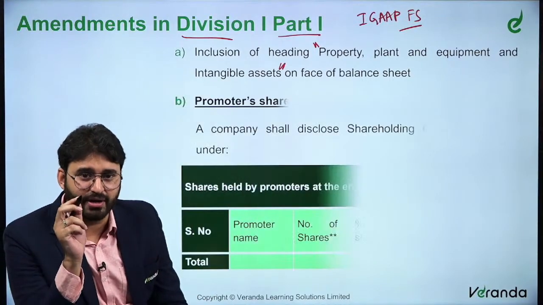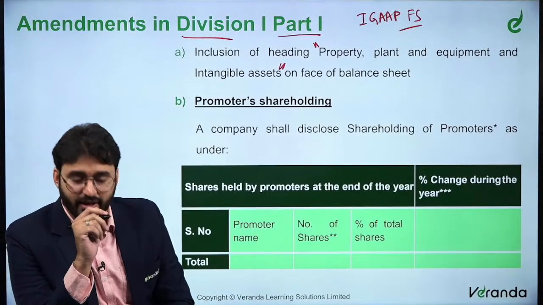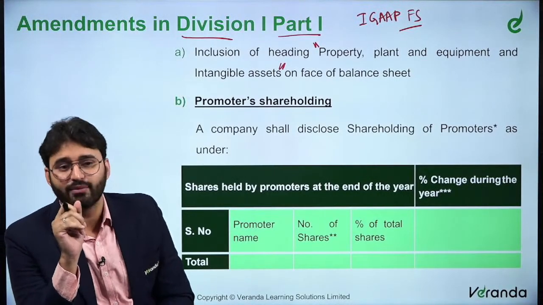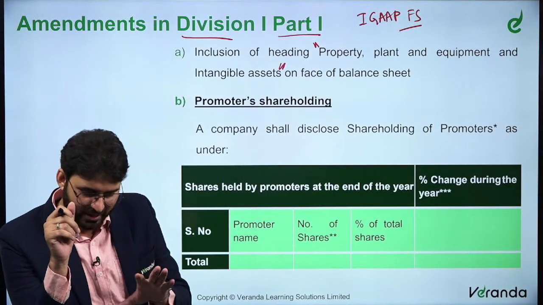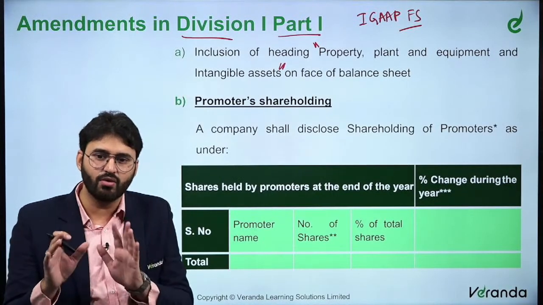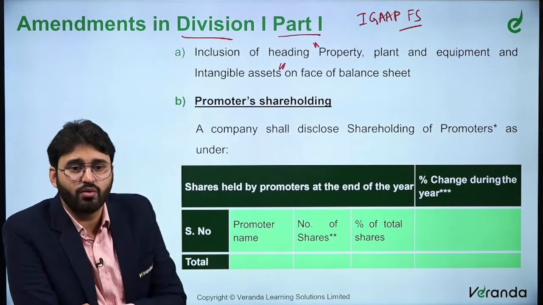So that's the first amendment. The second amendment, a very important amendment, is promoters' shareholding. Under equity share capital, this is applicable for both Division 1 and Division 2, but we are just reading Division 1 for now. Under Division 1, Part 1, promoters' shareholding has been inserted.